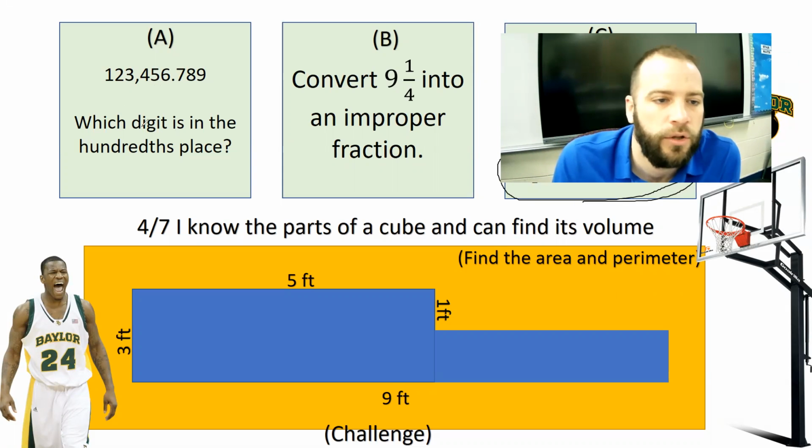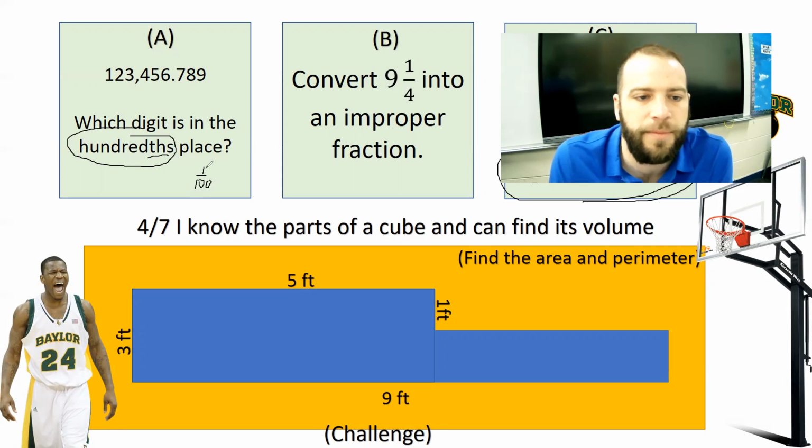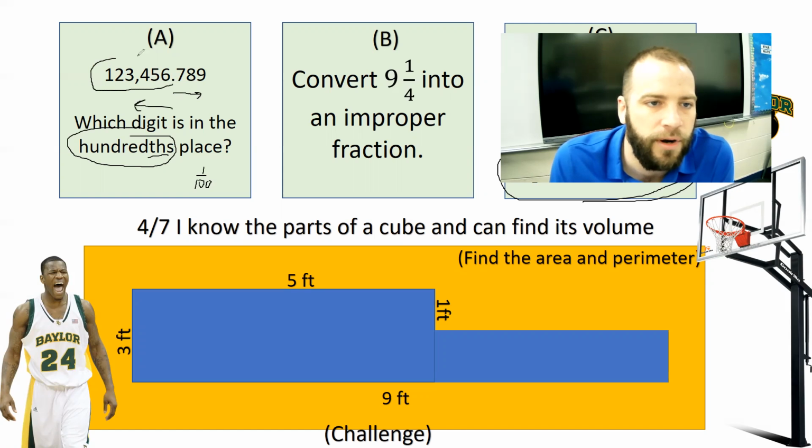A, looks like we are looking for the digit that's in the hundredths place. And remember, because it's "ths," it's just like the fraction. It's smaller than one whole. It takes 100 to make a whole. Therefore, it's going to be on this side of the decimal, because everything on this side of the decimal is going to be a whole number and everything on this side is a fraction.